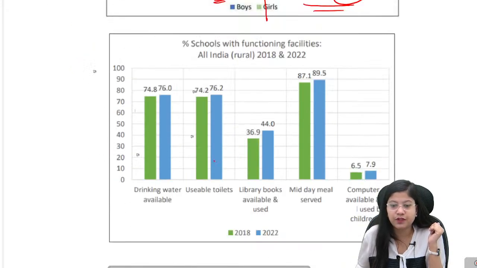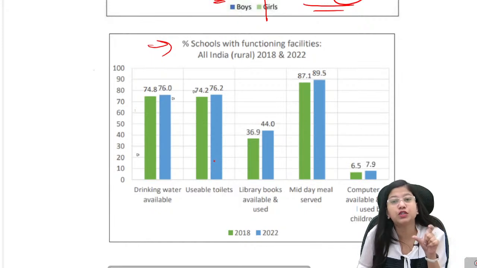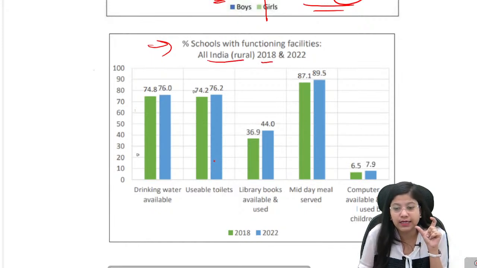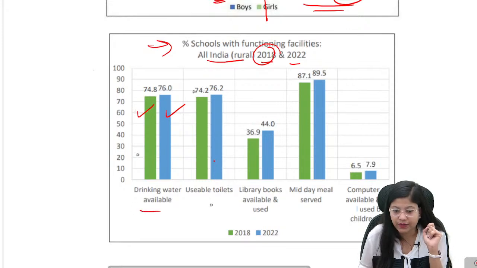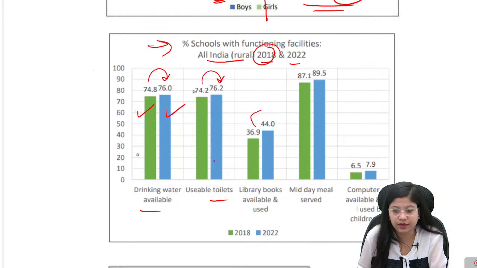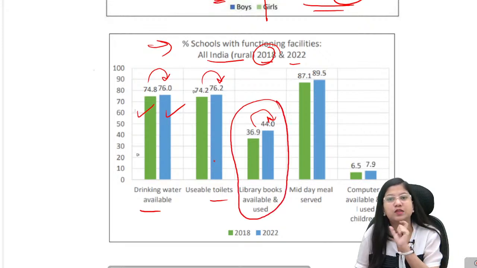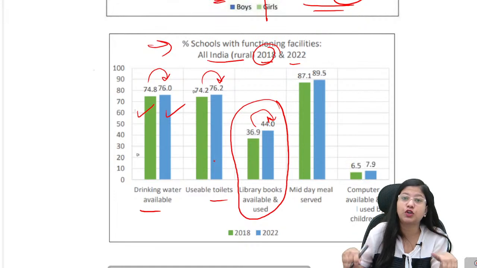Now guys, this graph is showing you the percentage of schools with functioning facilities. All India rural data 2018 and 2022. So green is 2018 data, blue is 2022's data. Okay, and we have different parameters. Drinking water, so we can clearly see that there is an increment in the facilities. Then we have usable toilets, again increment. Then we have library books, again increment. Although the library parameter is one of the lowest performing parameters. So it means that in the majority of the rural schools, there is no library.